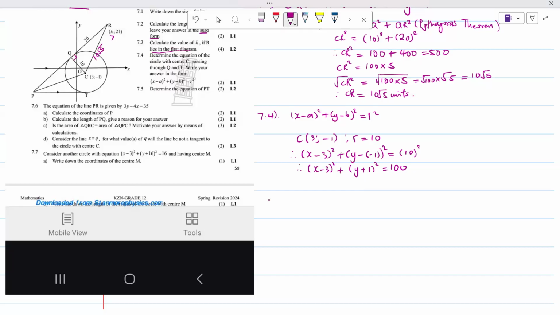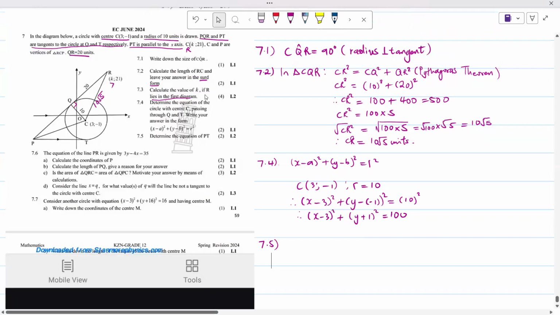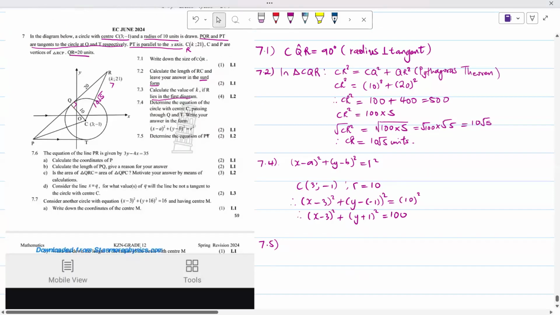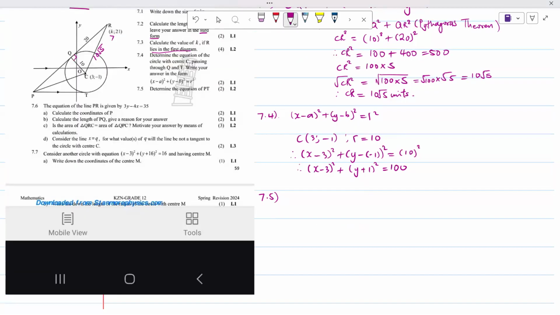In 7.5, we are told that we need to find the equation of PT. Remember, at the beginning of the question we were told that PT is parallel to the x-axis. So this tells us that PT is a horizontal line, because the x-axis is horizontal. Therefore, the equation of the tangent PT will be y equals the y coordinate at T. Now, how do I get the equation of this tangent? Very easy. I am going to construct a radius here like that. This radius will be perpendicular to the tangent PT at the point of contact.